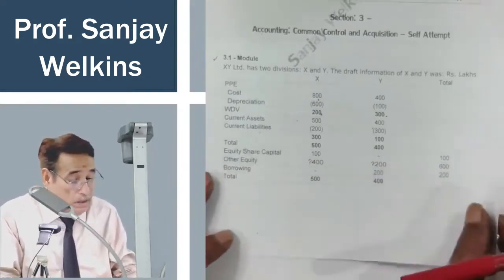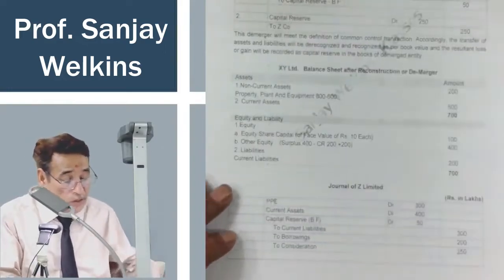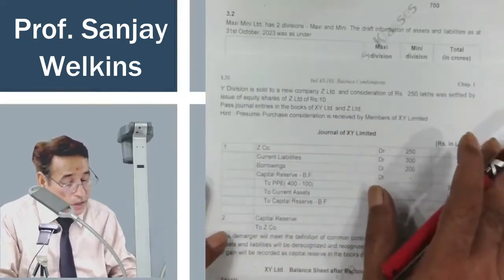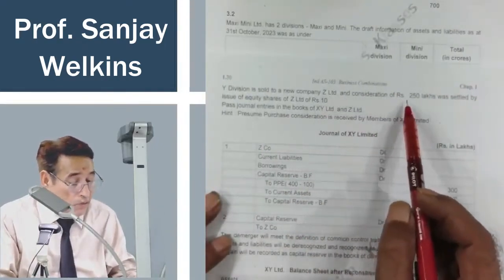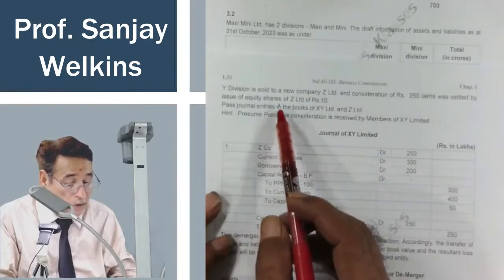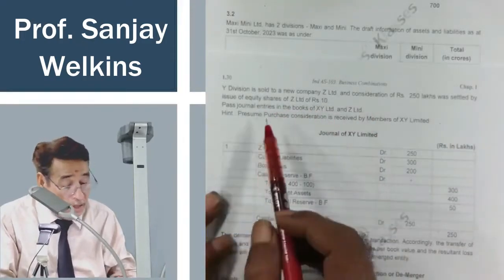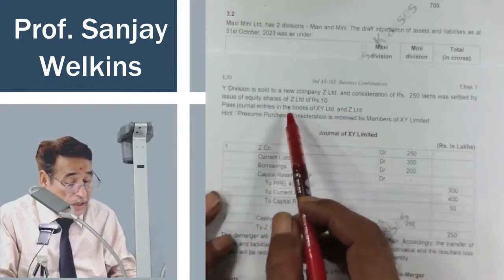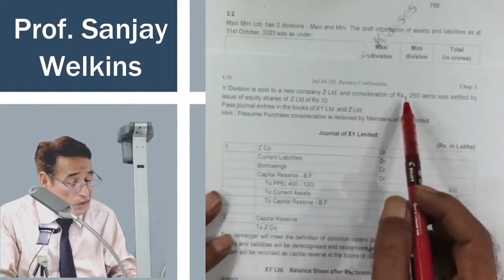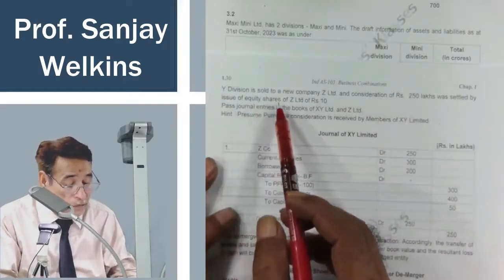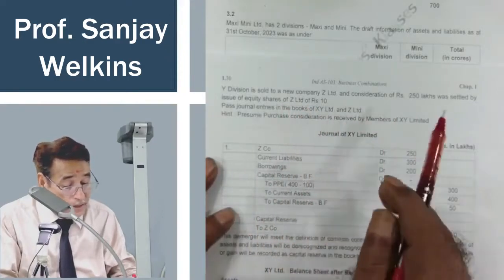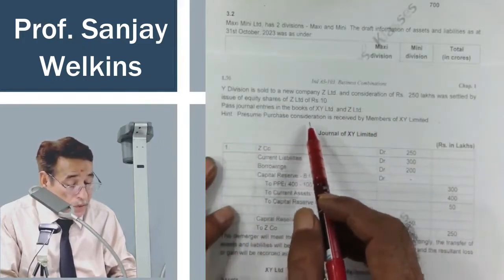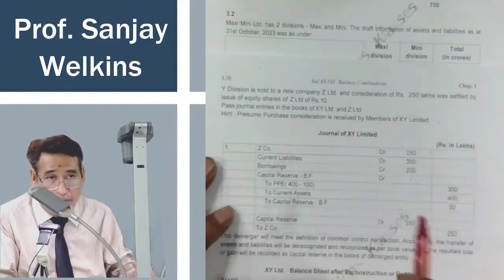Further, we have been given in this question that Y division is sold to a new company, Z Limited, and consideration of rupees 250 lakh was settled by issue of equity shares of Z Limited of 10 each. Pass journal entries in the books of XY Limited and Z Limited. Presume purchase consideration is received by the members of XY Limited.